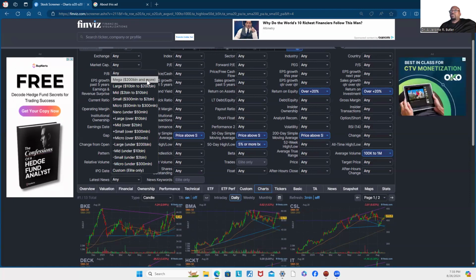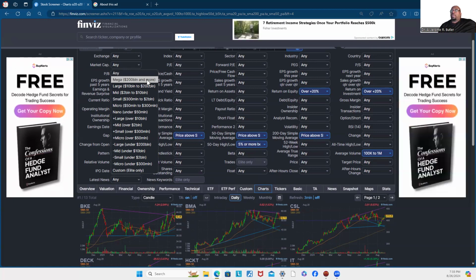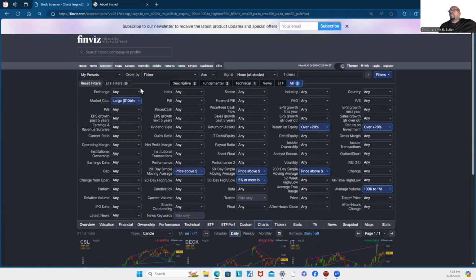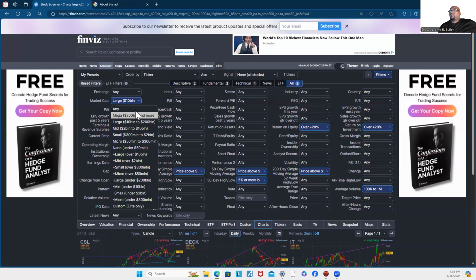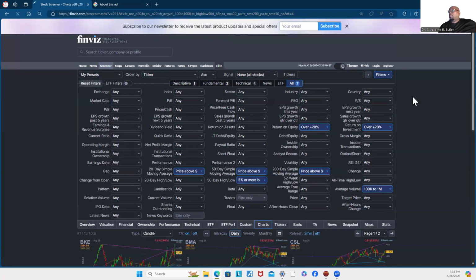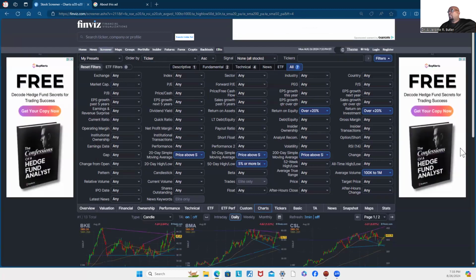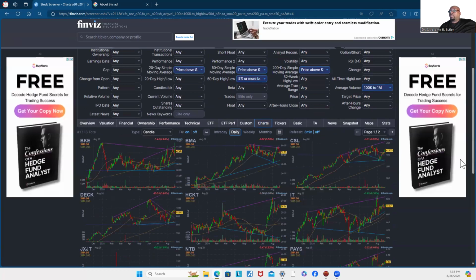And most of you guys that are starting love the Nvidias, Microsoft, and so on and so forth. So we'll say large caps, those large cap companies. That really brings us down to three. For training purposes, we're just going to say any. We're going to keep it at any, so we can deal with any of them that we need to.